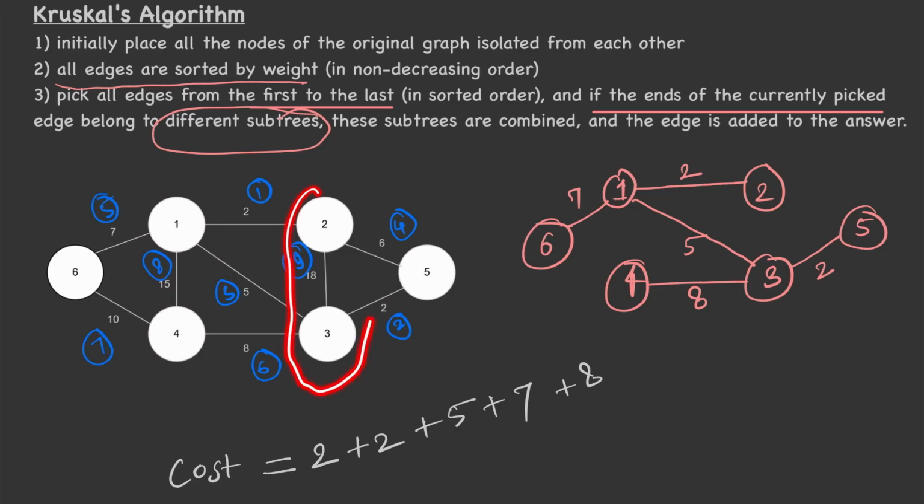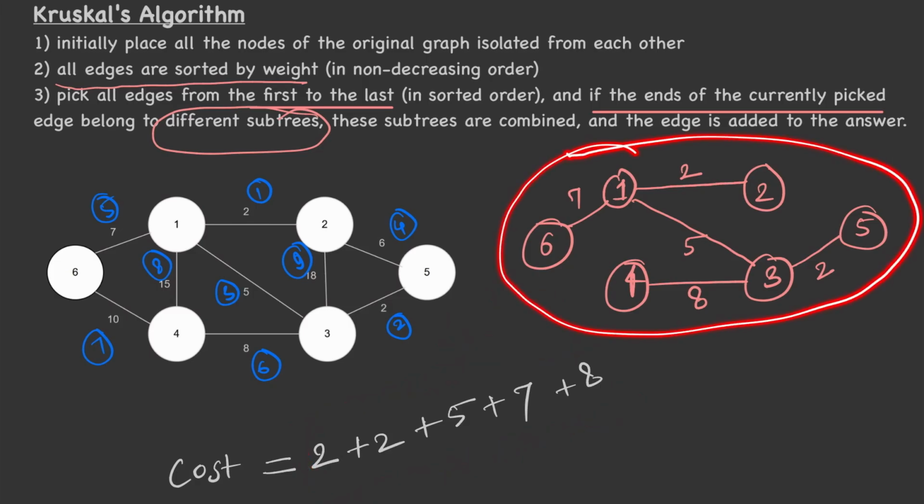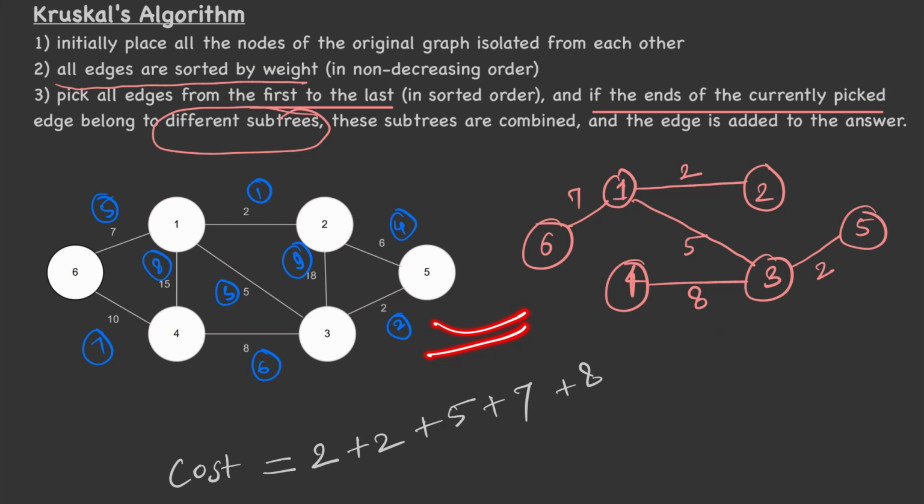Look at this particular edge, 2 to 3. 2 and 3 are already part of the same subtree. So we are not going to consider this particular edge. Now we have managed to create a minimum spanning tree. And this is the cost that we have. This is the least cost by using which we can create a spanning tree. Hence this is a minimum spanning tree. I hope the algorithm is very clear.